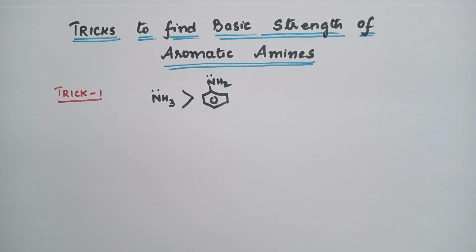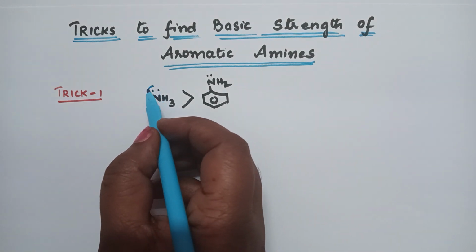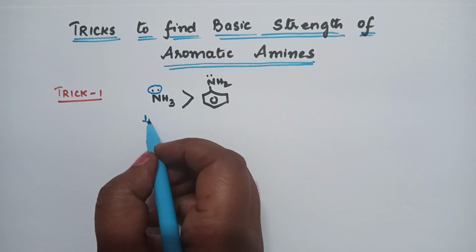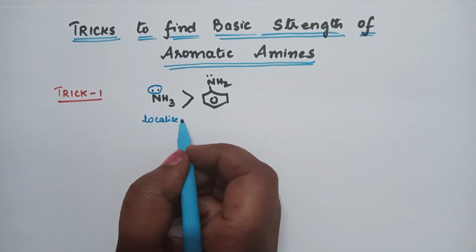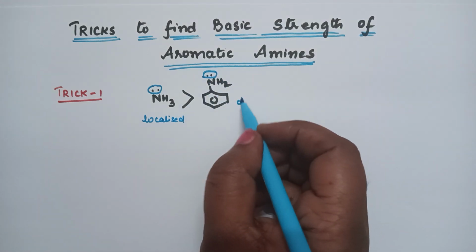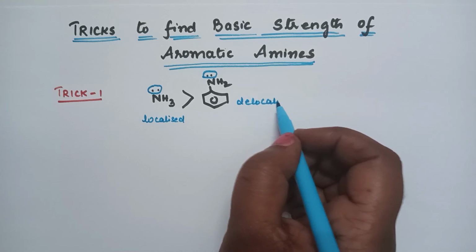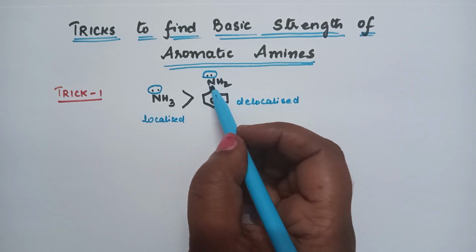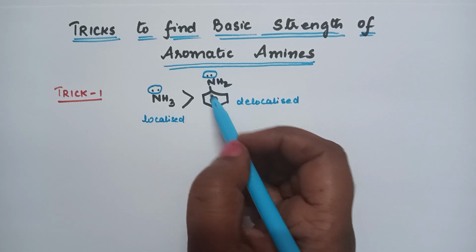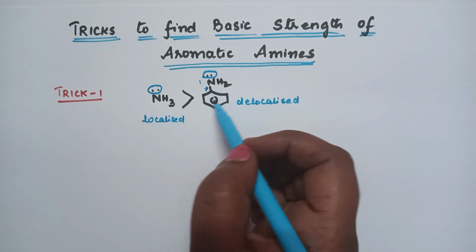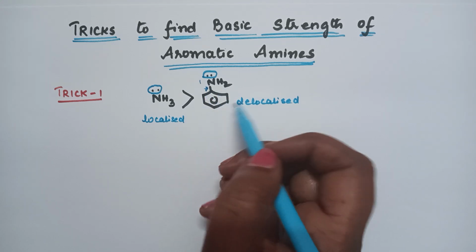What is the reason? The reason is simple. Here the lone pair of electrons present on nitrogen is localized, and here the lone pair of electrons is delocalized. Delocalized means it will be involved in resonance. See here, this is connected to the benzene ring, so these electrons will move here and then shift. So it is involved in resonance.